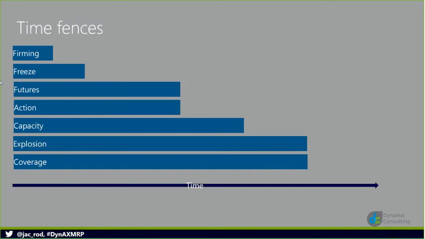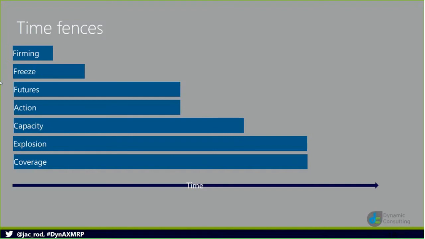So again, the coverage time fence is the longest on here because it's the limiting one. Anything past that, none of these other time fences are going to apply anyway. If you move up the list, the explosion time fence is also typically as long as the coverage time fence. What the explosion time fence does is it's the number of days out that, if it finds a planned production order in that time, master planning will explode the planned production order into its derived requirements.